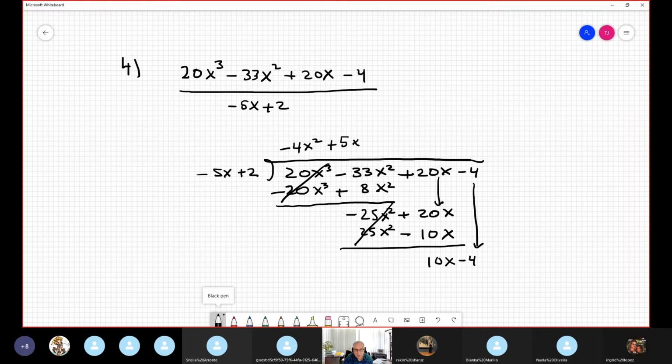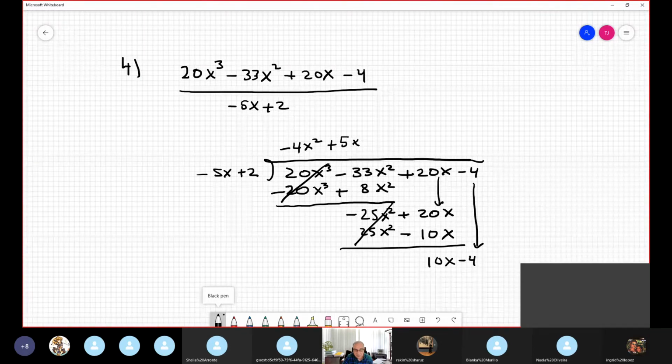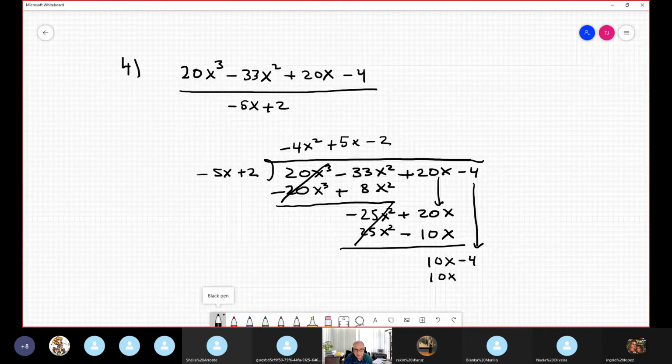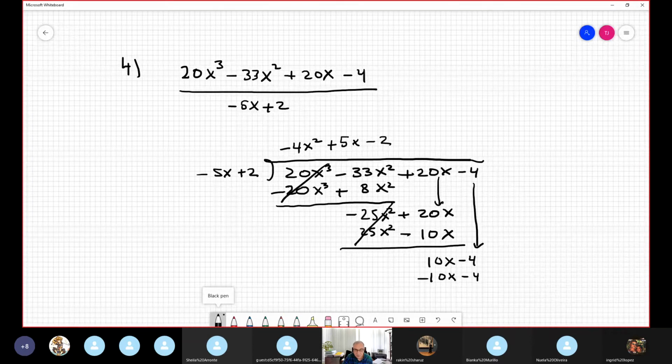So what is the expression? It's negative 2. Very well. Negative 2 is 10x positive, and it's a minus 4. By subtracting, change the sign, boom, boom. Everything is canceled. Remainder 0, no remainder. Therefore, this is the answer, the answer of the division of the two polynomials.